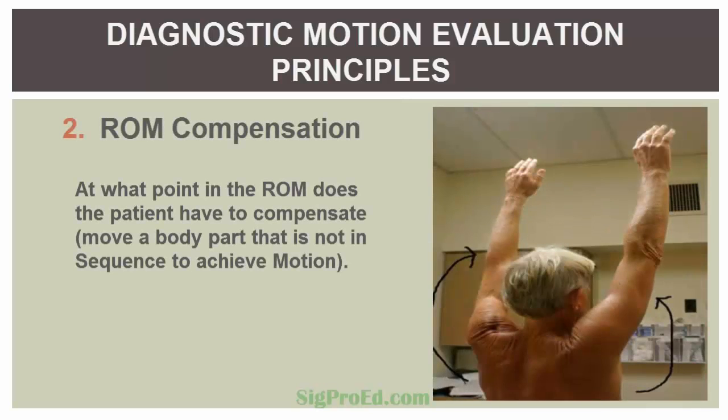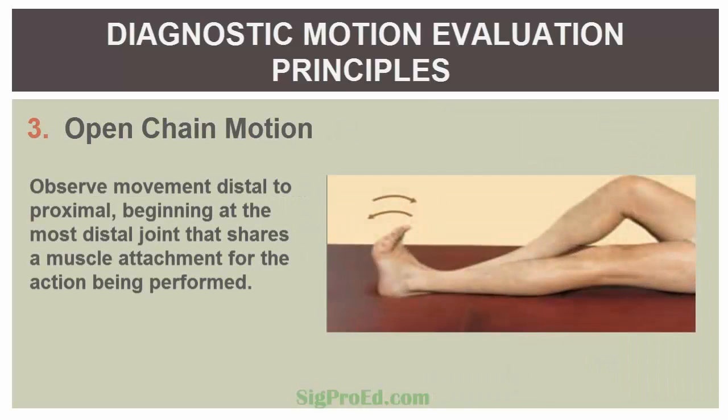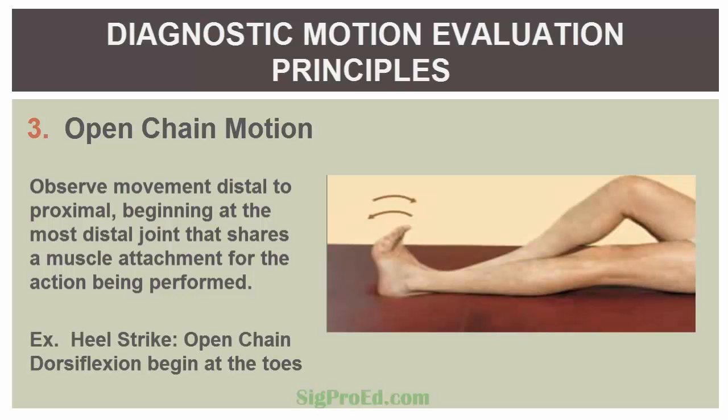The second principle is looking at range of motion and seeing where there is a compensation for that range of motion. The second principle is when we're looking at open and closed chain motion. Because when we look at open and closed chain motion, our observation and our palpation will occur at different locations.